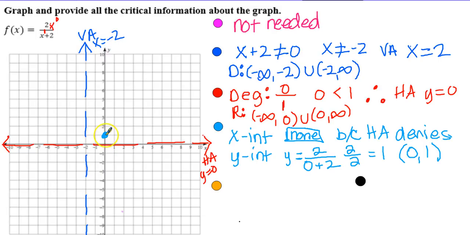So here's how I do it. I go down 1, right 2 to the intersection of my asymptotes. Did you follow that? Down 1, right 2. And then you just do it again. Down 1, right 2. And you reflect that point. I'll show you later that that's actually a true statement.